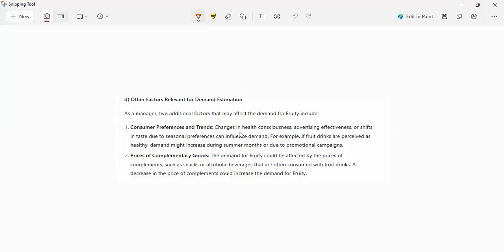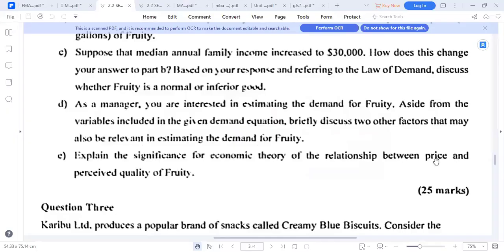Also, the prices of complementary goods will affect it. So if there are snacks that will be cheaper, non-alcoholic beverages, okay, then you demand more of that as well. And if the expectations are that the price of fruit will go down, it will also determine demand. Then, explain the significance of economic theory in the relationship between price and perceived quality of the fruity juice.